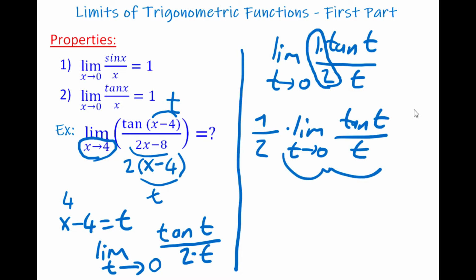We know that from the second property, this part is 1, so I'm going to have 1 divided by 2 times 1, and the result is going to be 1 divided by 2 in this case. And let's continue with the next question.